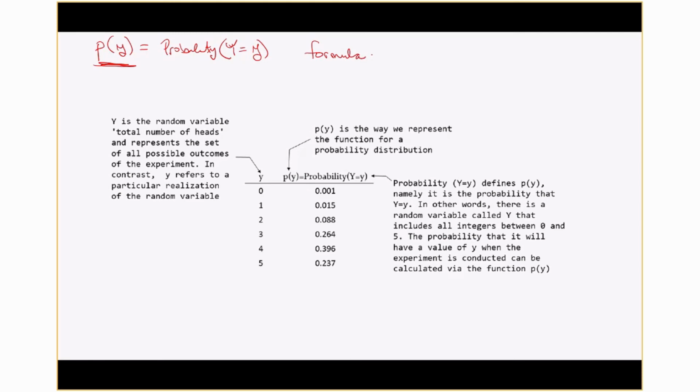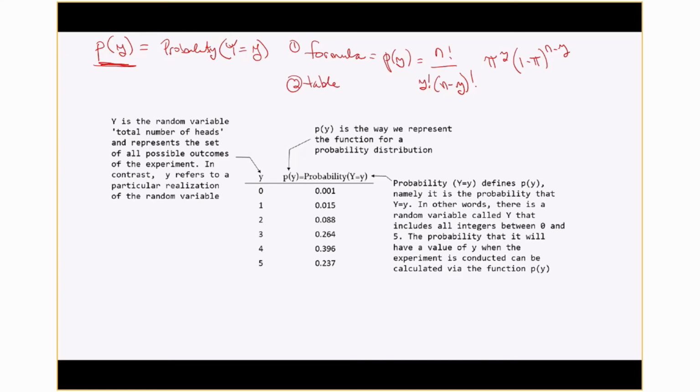and we saw that probability of y is equal to n factorial over y factorial, n minus y factorial, times pi to the y, 1 minus pi raised to the n minus y. So we can express the probability distribution as a formula.